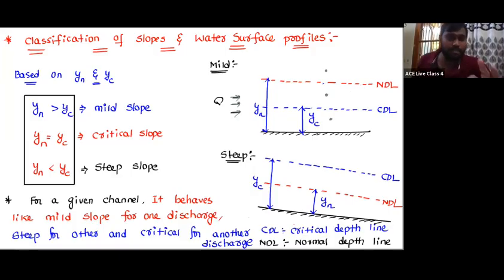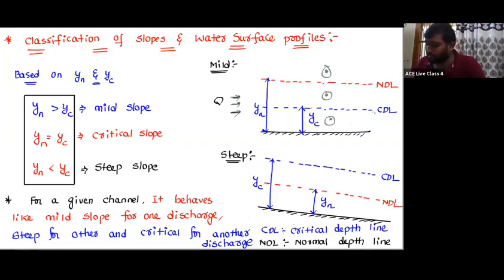See, what is the purpose of this NDL and CDL is, this divides the entire flow space into 3 zones. Okay. So what are those zones? Above NDL and CDL, this is zone 1. And this is zone 2, between NDL and CDL. And this is zone 3, below NDL and CDL.